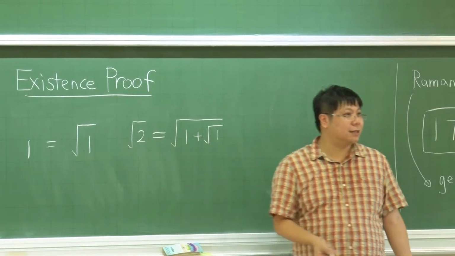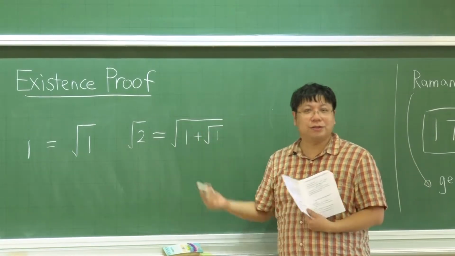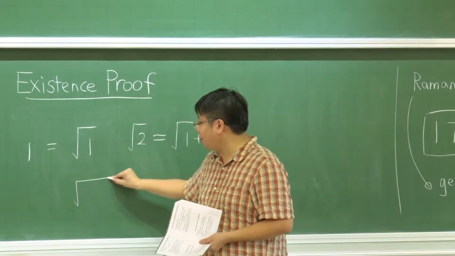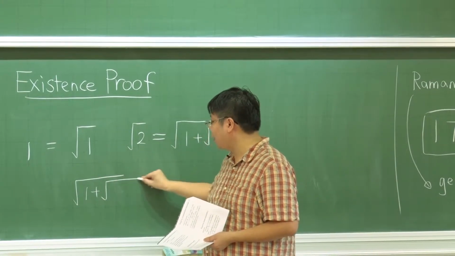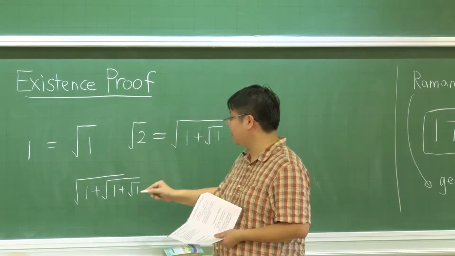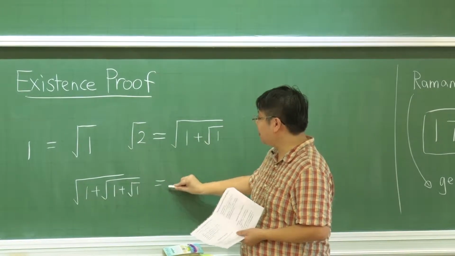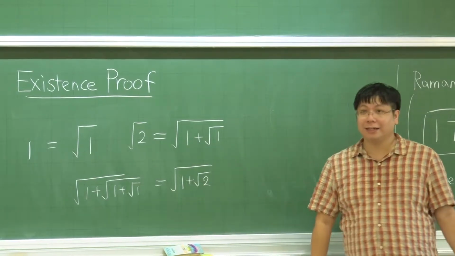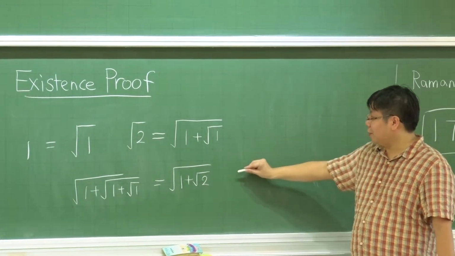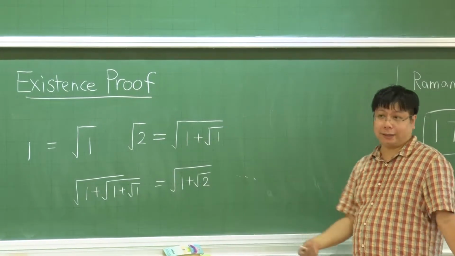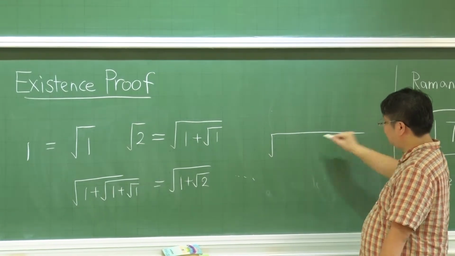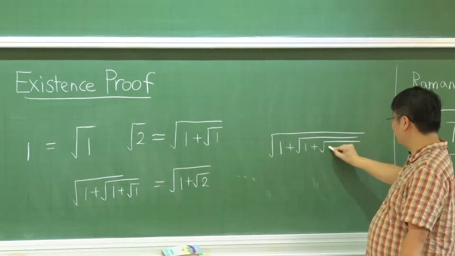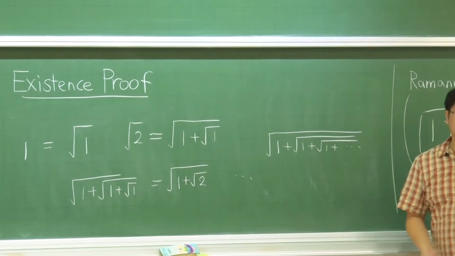Of course, you can use your calculator to find out the square root of 2. You can further talk about the square root of 1 plus the square root of 1 plus the square root of 1. This is going to be the square root of 1 plus the square root of 2. And you can define the number like this. And then we want to ask, what is the value of this one?